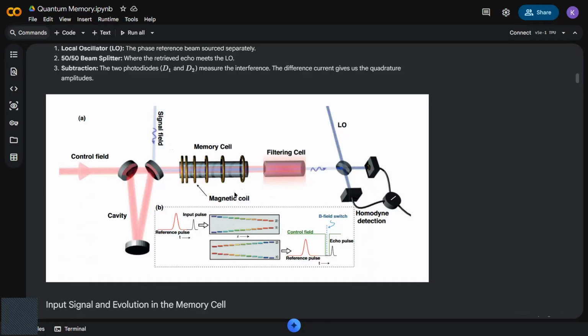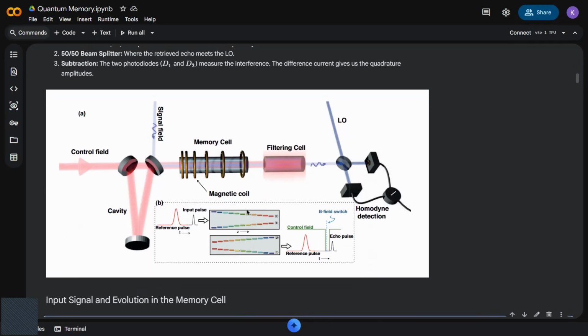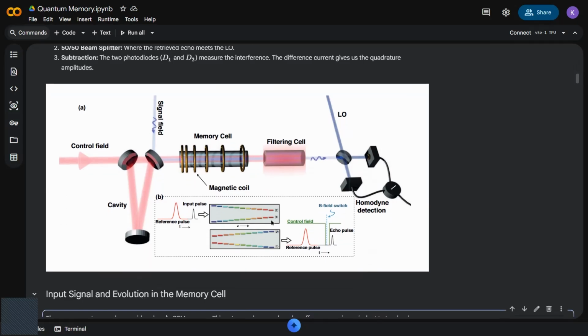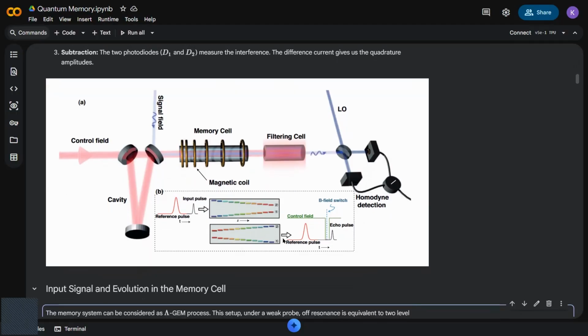So essentially, we have a resonance between the signal field frequency and the frequency separation between 1 and 2. Now, this will have an accumulated phase over the time when the data is stored in the memory cell, because of which we reverse the magnetic field gradient to neutralize this accumulated phase, and we retrieve an echo pulse out of the memory cell when we want to retrieve the data.